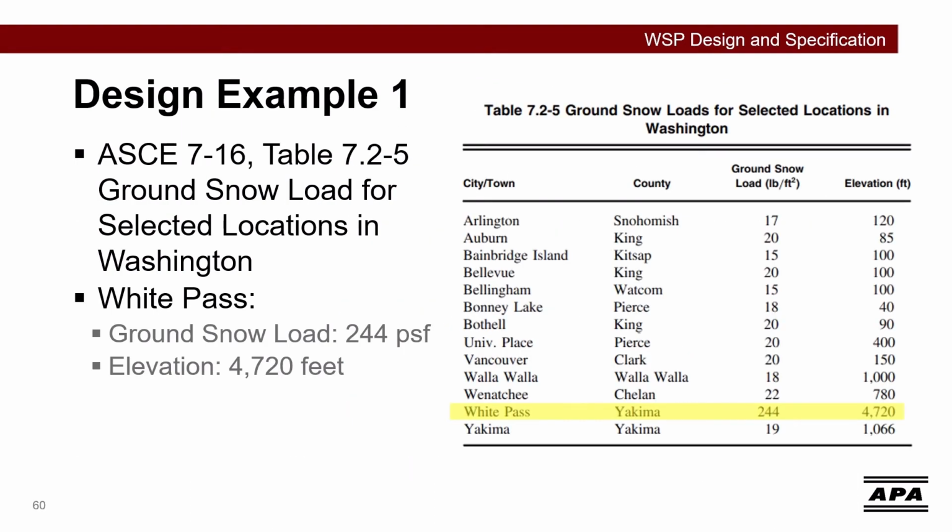Let's get started with our first design example, assumed to be for a project located in White Pass, Washington. To find the ground snow load for this location, we'll go to ASCE 7, Table 7.2-5, which is titled Ground Snow Load for Select Locations in Washington. We find the ground snow load for White Pass to be 244 pounds per square foot.